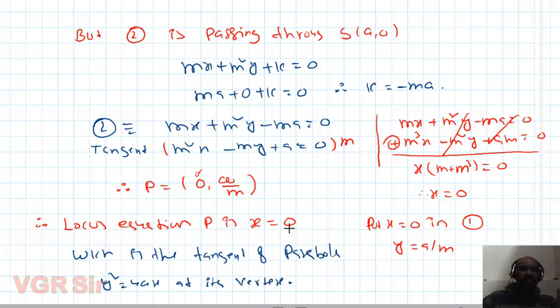Important. You can remember this, no? (0, a by m) is the point where they intersect. And the locus of P you can say is small x equal to 0, nothing but the y-axis. That is the equation of the tangent at the vertex of the parabola y square equal to 4x.